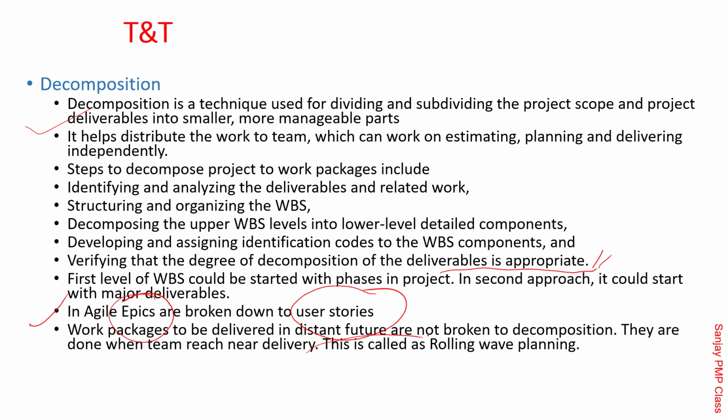Then comes the work package, which could be delivered in the distant future, so it is not broken down by decomposition yet. They say whatever you are going to do in the next 2 months, do decomposition for that. For the other work packages, let them come closer and then do it there. So it's always wise to do so. This is called rolling wave planning or progressive elaboration.